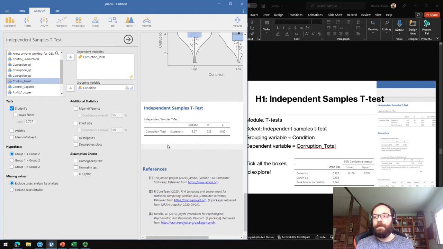And you can see here the analysis is already plopped onto the right hand side of the page. You can see our t-value is 3.27. We have 223 degrees of freedom, which is obviously 225, our sample size, minus the number of groups we have, so 2, so it's 223. And we have our p-value, which is 0.001. So in the very traditional statistical way, we'd say this is statistically significant.